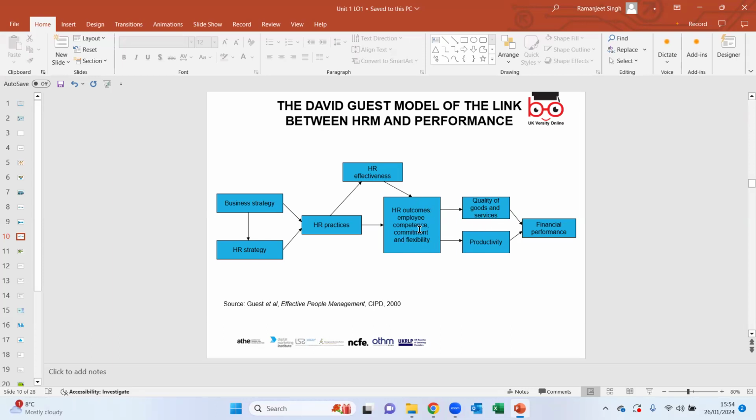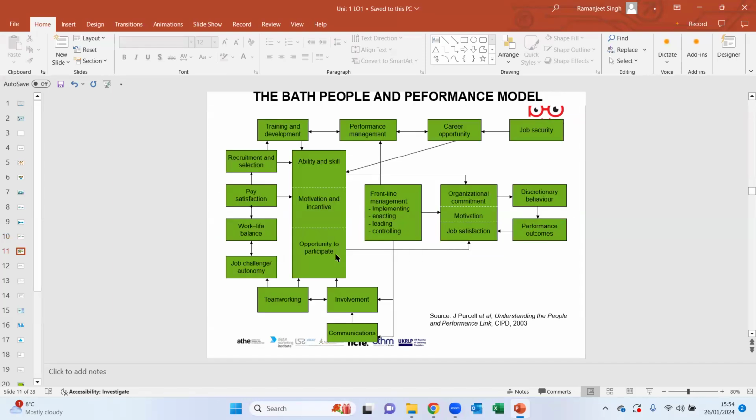A mix of both hard and soft HR, because they are stressing financial performance, but at the same time stressing HR practices. Perfect. So this is clear to you as well. Going on to the Bath People's model.